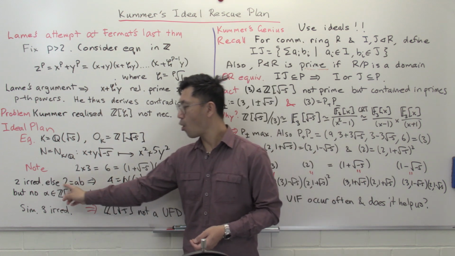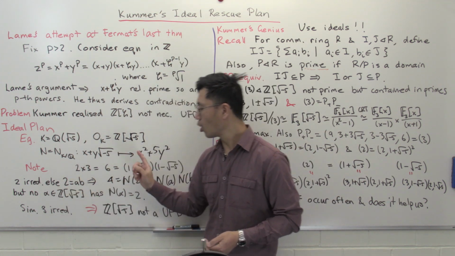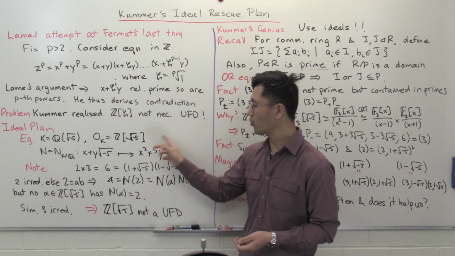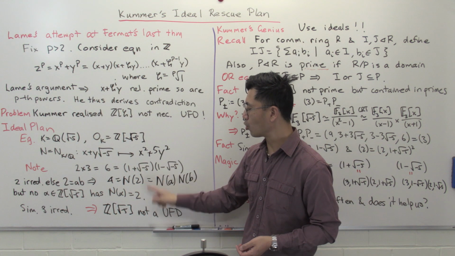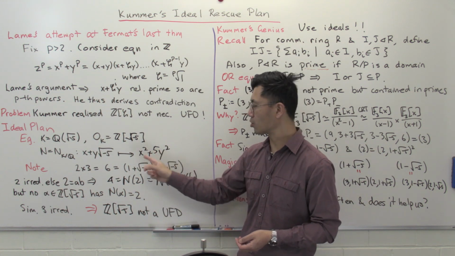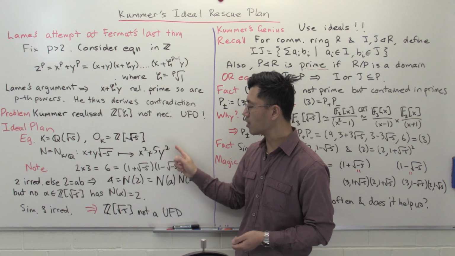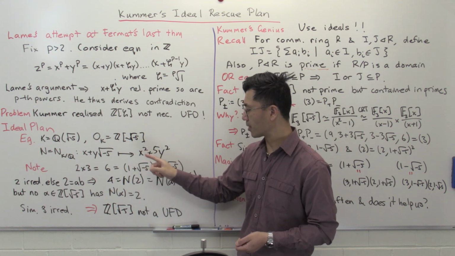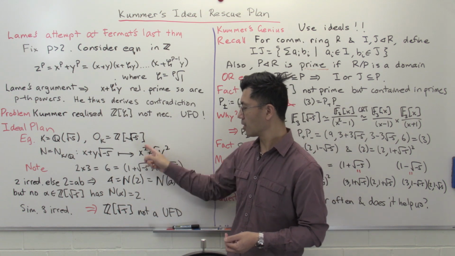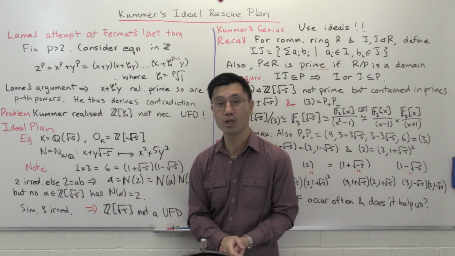But you'll note that there are no elements of this ring whose norm is equal to 2. If you look at this, what integer solutions give norm equal to 2? There are no solutions, because that means y has to be 0, since this is a multiple of 5. And this means that x has no integer solutions. The square root of 2 is not an integer. So 2 is irreducible.